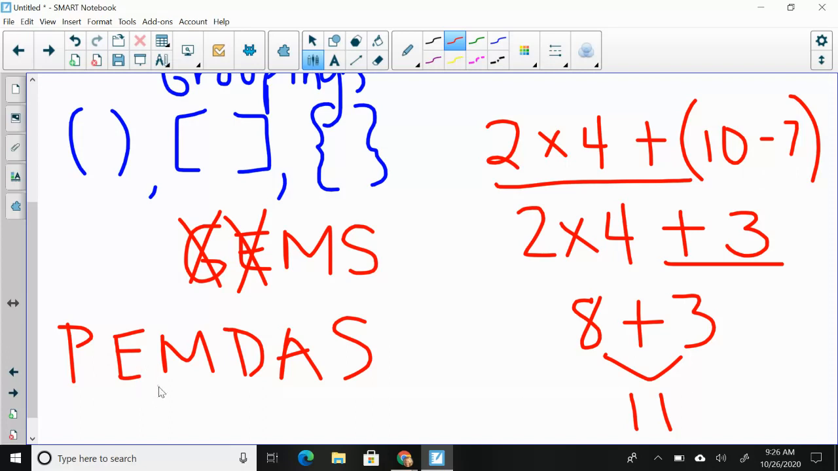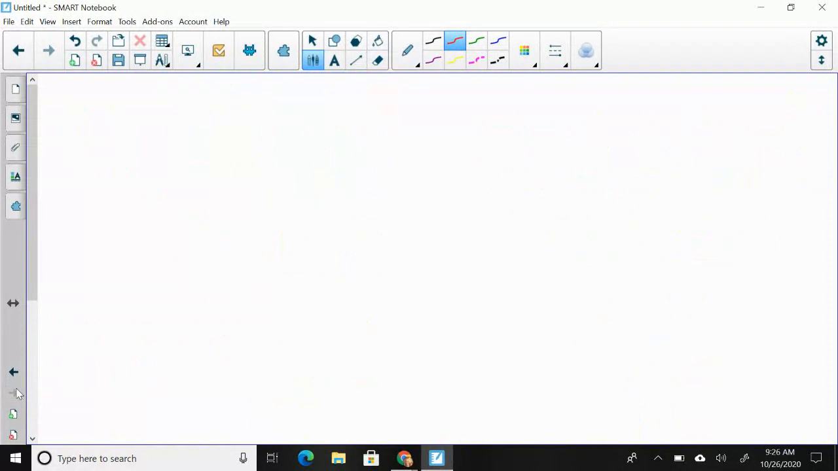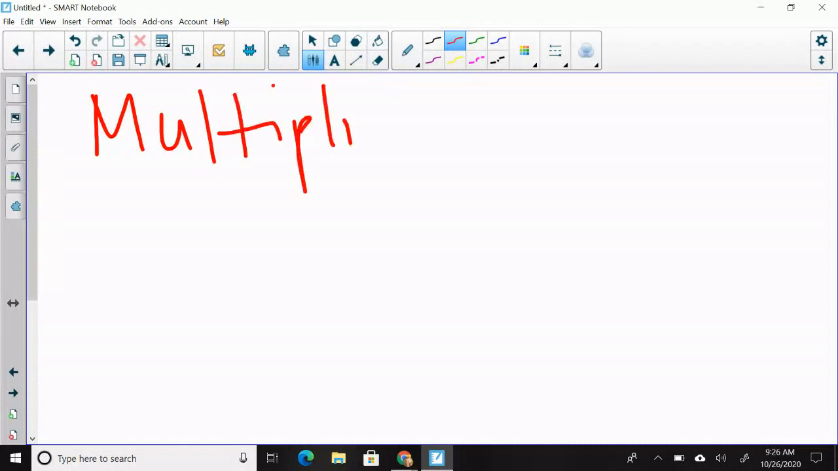I didn't have any exponents. I did have multiplication and division. They're on the same level, so I do them left to right, which in this case, I only had multiplication. And then I added, subtracted last, okay? All right, the other thing that I want to talk to you about is multiplication symbols. All right, multiplication and division symbols. Because sometimes your symbols for multiplication can be a little bit different.